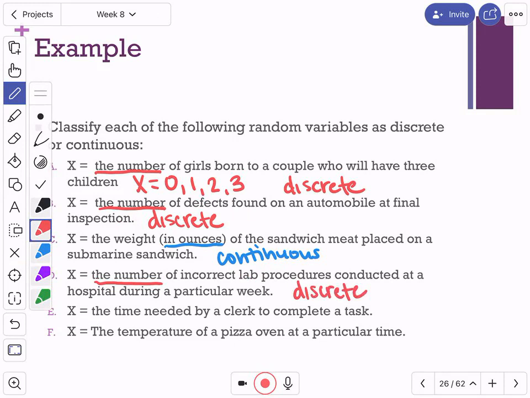The time needed by a clerk to complete a task. So when you say the time needed, right, this is going to be continuous, good. This is a continuous variable because time is a unit of measurement. You're measuring something. And the last part says the temperature of a pizza oven at a particular time. Temperature is also a unit of measurement. So this is going to be, somebody help me out. What is this one going to be? Continuous. This is also continuous, good.